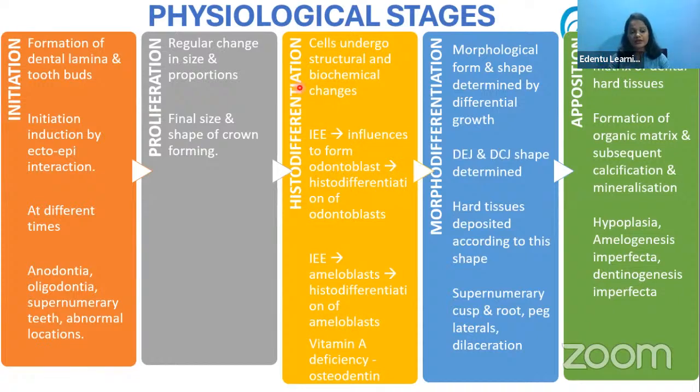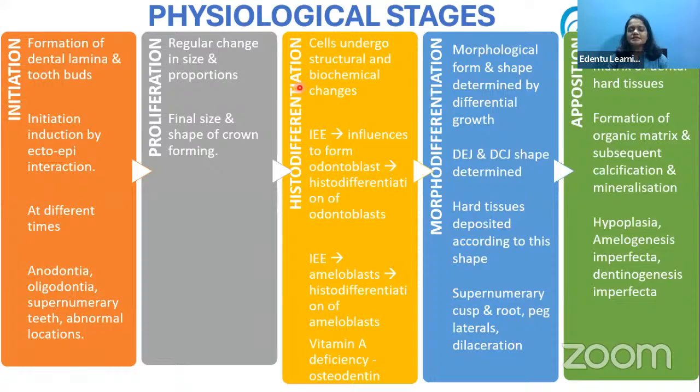Supernumerary teeth means extra teeth. Extra teeth will be seen in the case of supernumerary teeth. Usually the extra tooth is seen between the two central incisors. That is known as a mesiodens. That is the usually seen extra tooth. And then there are teeth in abnormal locations.